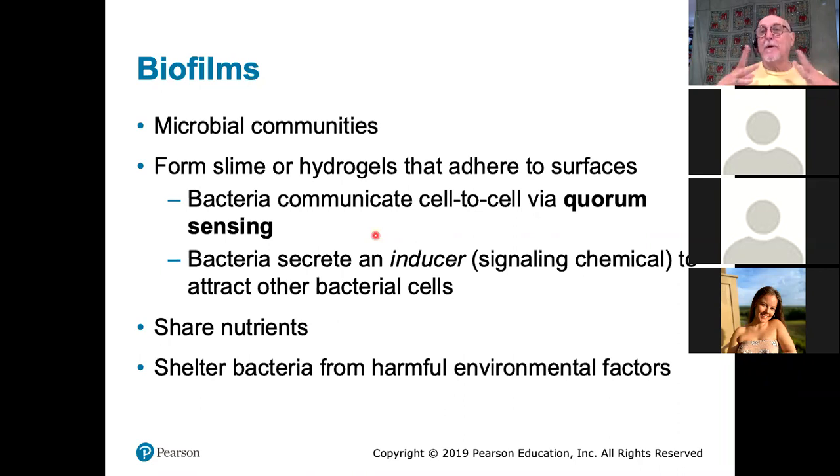And they interact in positive ways. These communities overall are much healthier than groups of just individual species. These communities of bacteria confer advantage on one another. And very often what they're doing is they will shelter the bacteria from harmful environmental factors, especially things like predators, things that come and eat them, and also things like our immune system, things like that.